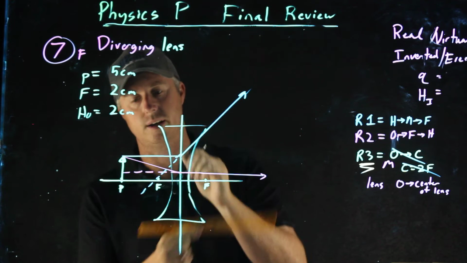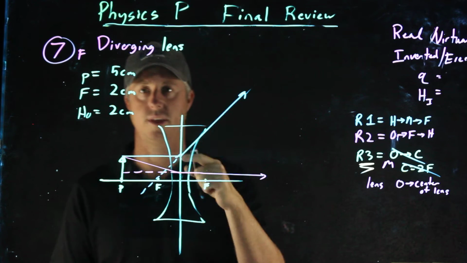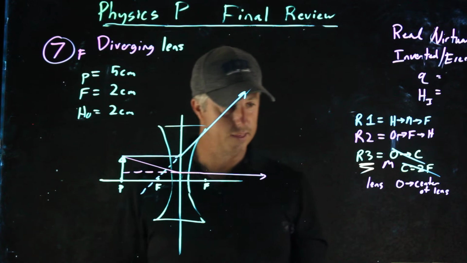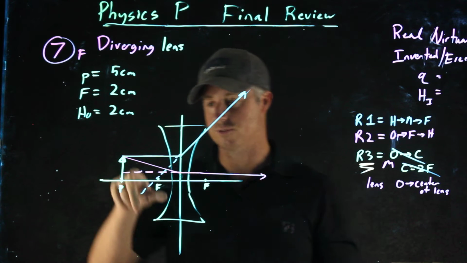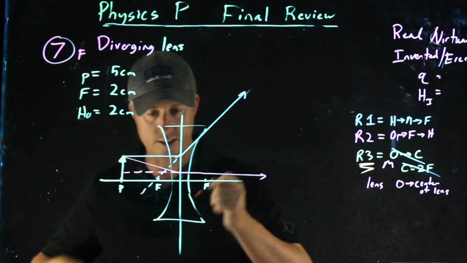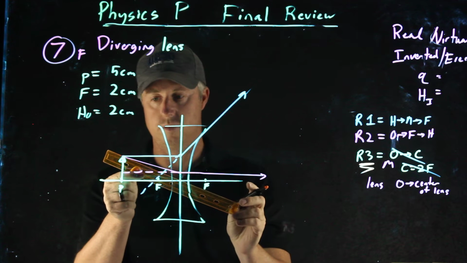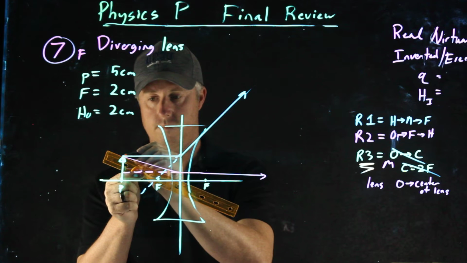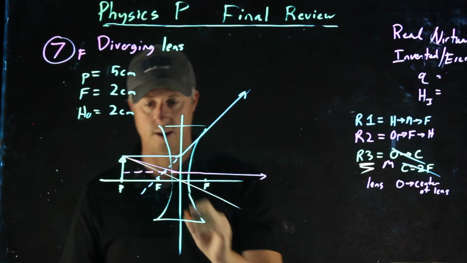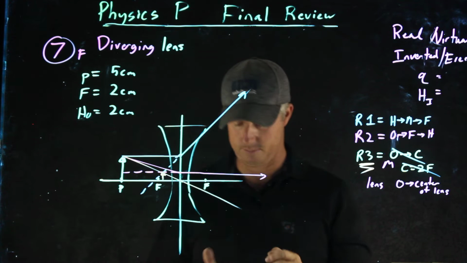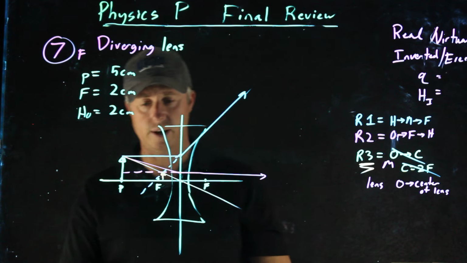I also always try to make sure that I draw a dash where they cross as I'm drawing it. It helps for labels. And then my final line, my R3, goes from the object through the center of the lens. And the center of the lens is right there. So I'm going to connect those 2 points. And bam, look at that. That is my image.